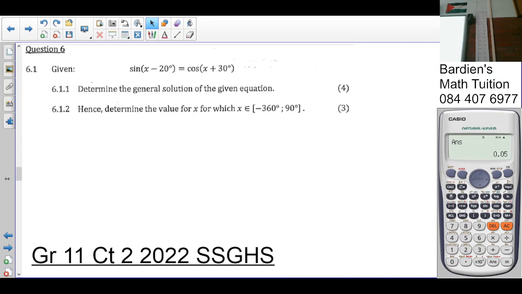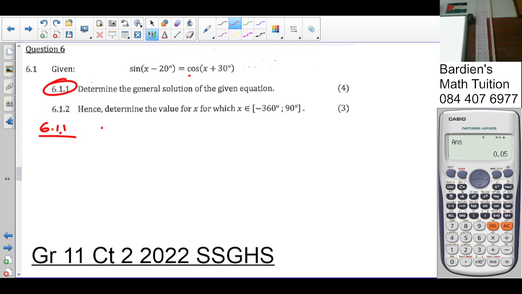People, can I divide both sides by cos to get sine over cos? No, why not? The angles are not the same size. If they were the same size, I could have divided both sides by cos of that angle. Okay? So what I'm going to do is change both to be sine or both to be cos. Okay, so 6.1.1.